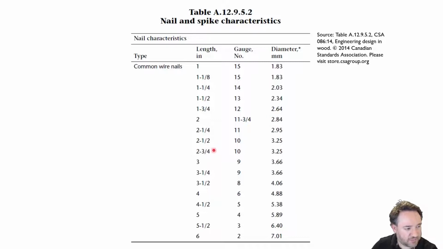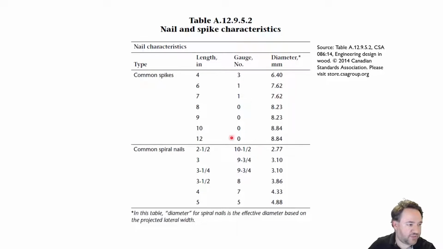So I can specify basically based on the length of nail and the gauge. Gauge is just another measure for size, but gauge goes in the opposite direction of diameter. So a larger gauge number means a smaller diameter. Smaller gauge number means a larger diameter. Okay, and this goes on. So those are the wire nails. Then also we have the spikes, which as I mentioned are just like nails except bigger. And you can see they have a very large diameter. And then there's the spiral nails, which are like the regular nails. They just have a spiral pattern in the shaft. Okay.